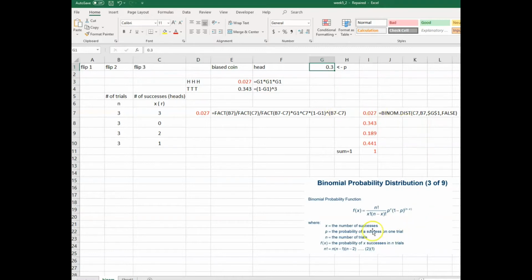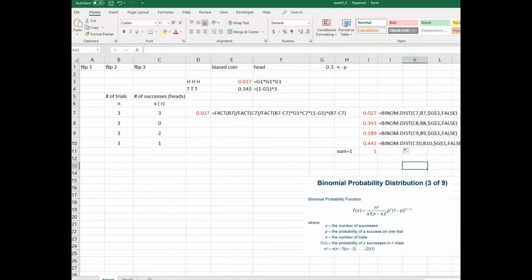Then we can apply this formula. The Excel function is simply binom.dist. The first input will be the number of successes, like 3, 0, 2, 1. The second input is how many trials, the third input is the probability, and the last input is false.